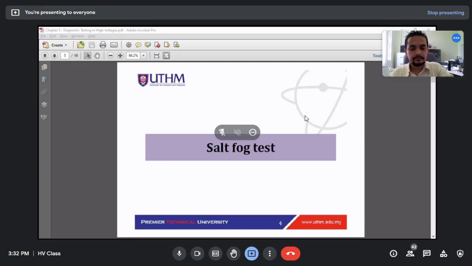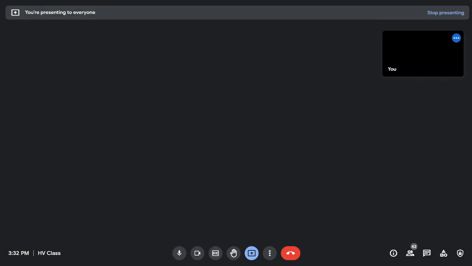Okay, this is the arrangement. If you can see here, what we have for the salt fog test procedure in the lab. First, what we have is actually the chamber. We should have a chamber. It depends on the sample size. It can be one cubic foot, or it can be 1 meter cubic, or it can be bigger than that. It depends on the sample.